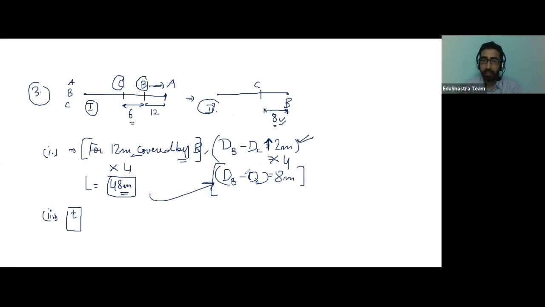Now, for the final distance between B and C to be 8 meters, which means 4 times this 2 meters, the distance covered by B also has to be 4 times the distance given here. So 12 meters into 4. By the time B covers the length of the race, or 48 meters, B and C will be 8 meters apart, which is what we want. That gives us the length of the race, 48 meters. I hope this is clear. I don't know if there's any other way of explaining this.